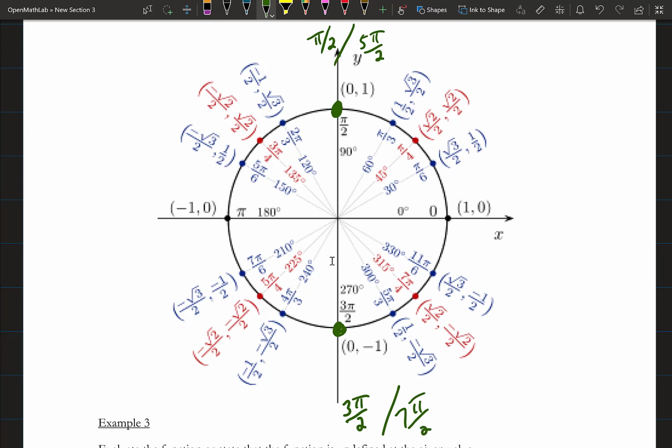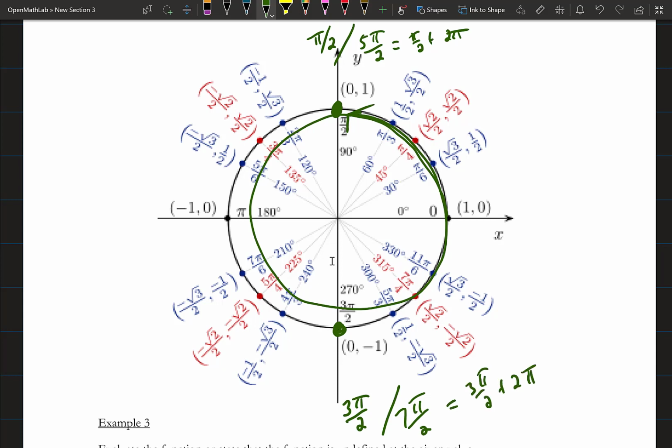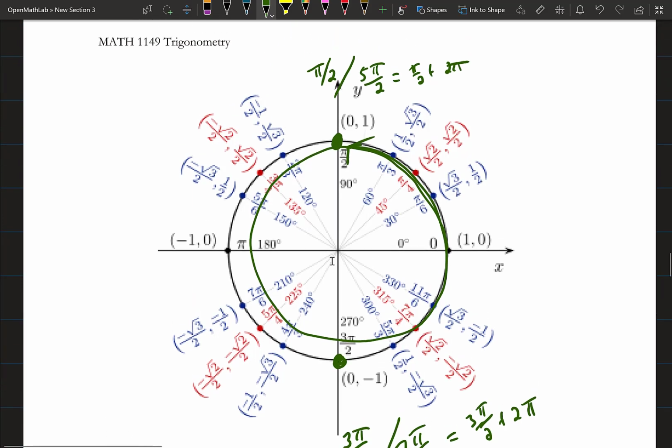Essentially, we just keep adding 2 pi, because 5 pi over 2 is equal to pi over 2 plus 2 pi. In other words, we went around one time and then landed back here again. So we had one full rotation and then another pi over 2 rotation. And then this one is 3 pi over 2 plus 2 pi. We could keep doing this and still land at those same spots.